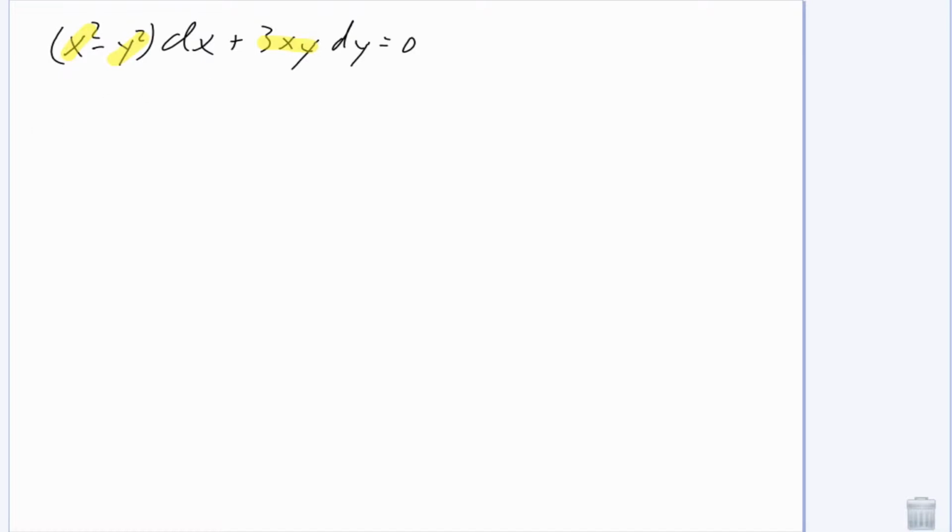x squared, y squared, and 3xy are all degree 3. If you have degree 3, and then you have M of x,y dx plus N of x,y dy, meaning you have some sort of equation in terms of x and y, here and here, then you can replace y with vx, where v is some function of x, and we can replace dy with x dv plus v dx. That's just because v is a function of x. Product rule: x times the derivative of v plus v times the derivative of x.